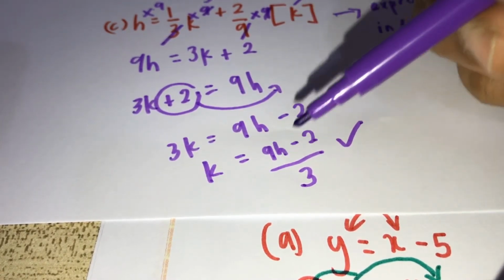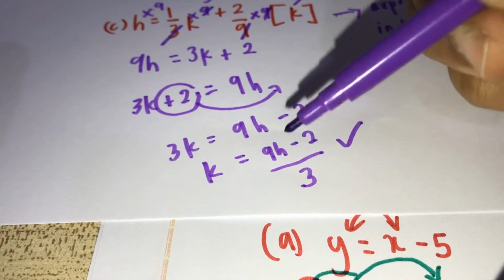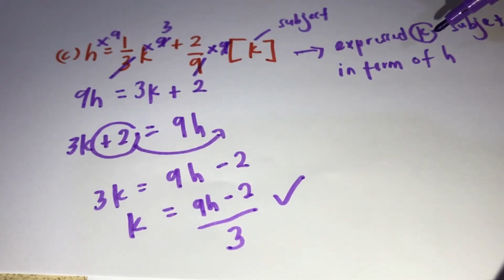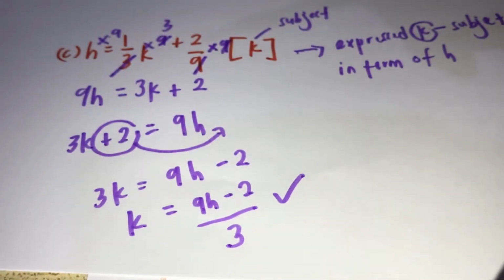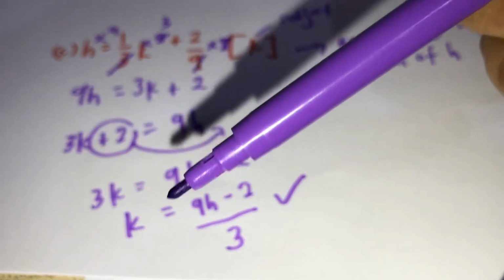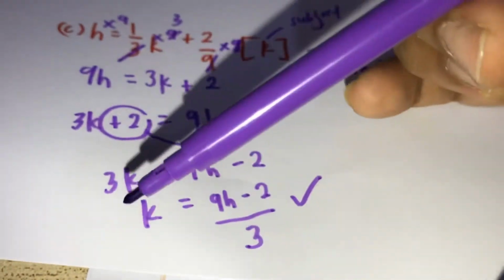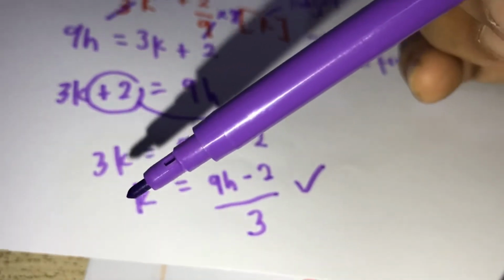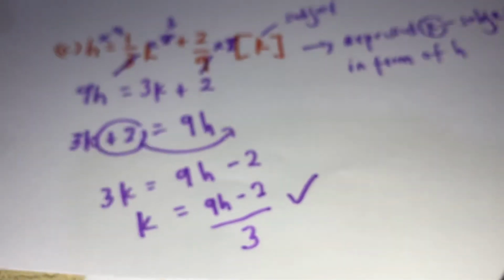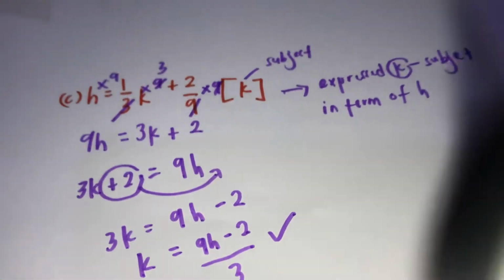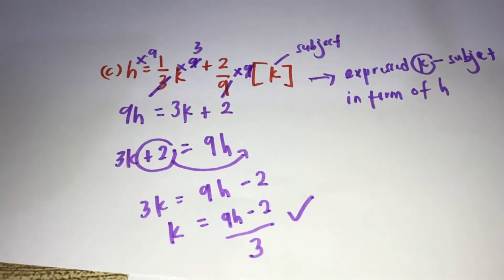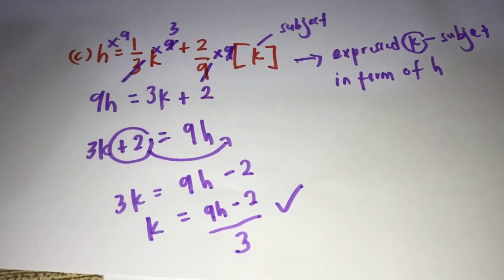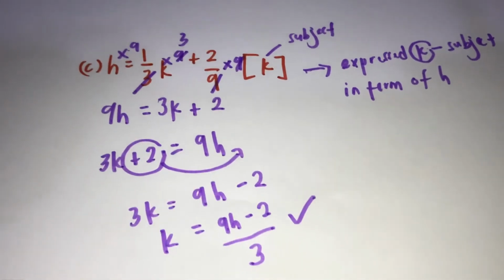Express k in terms of h. That means k is the subject formula. The subject formula must be at your left side and the coefficient of the subject must equal 1. That means k must be alone, with no other number beside the k. So question C works like this. You must practice many questions so you can understand this chapter better.